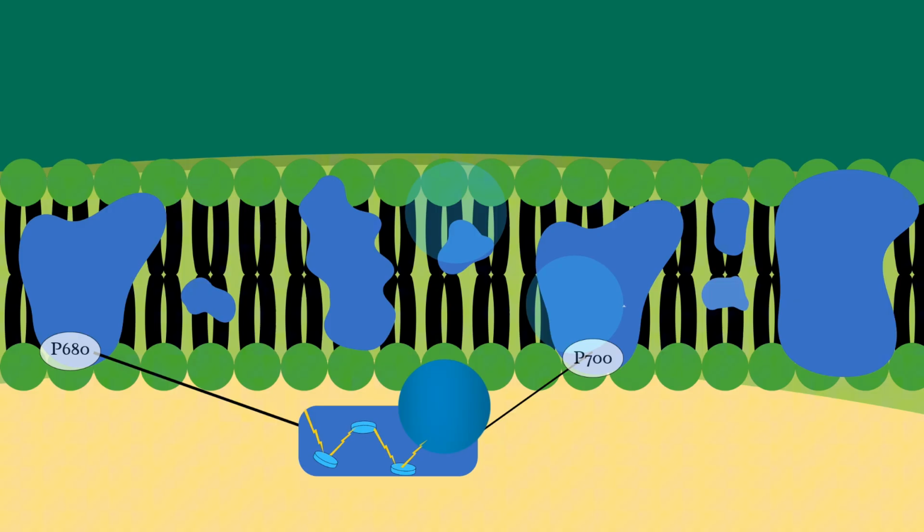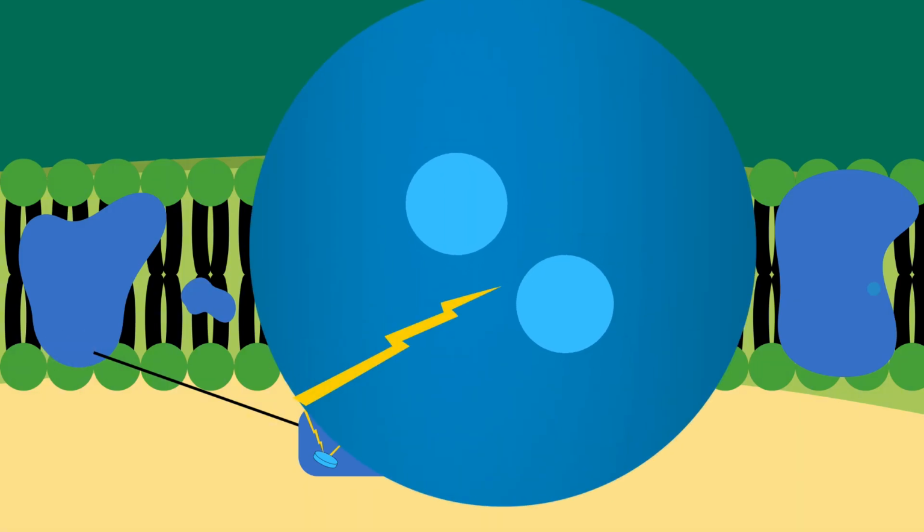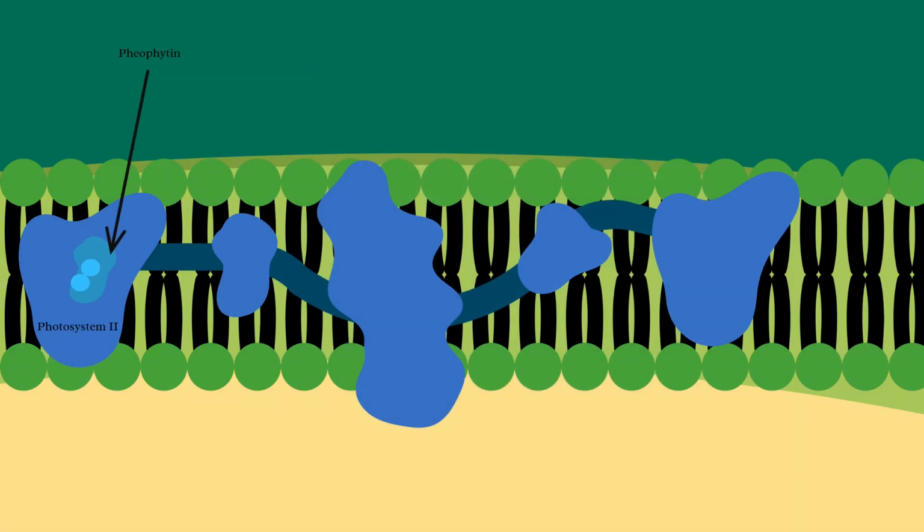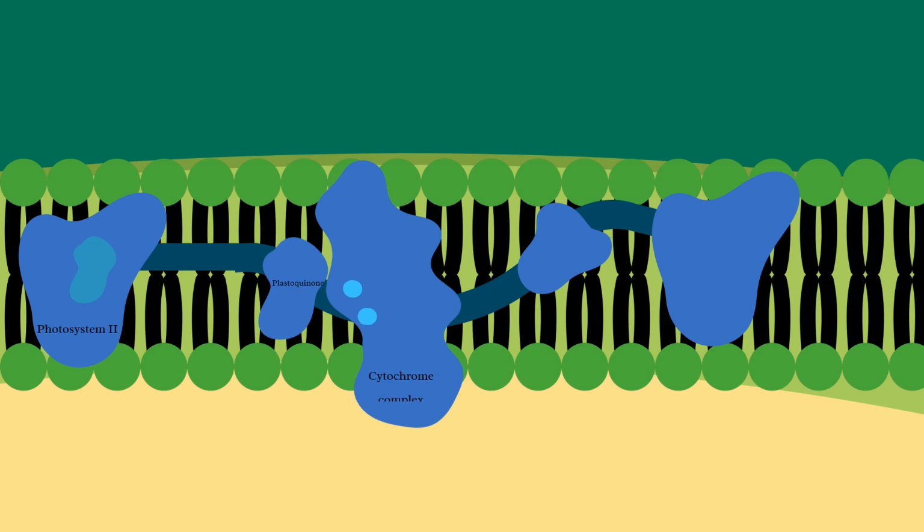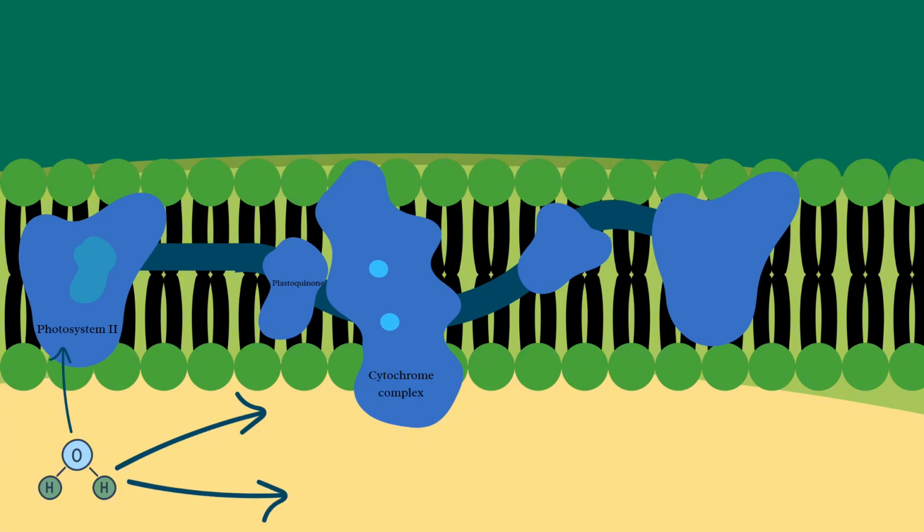From here, the charged electrons are transported through the plastocyanin to a transport protein, which then transports the electrons to a cytochrome complex. To replace the electrons that were transferred into the ETC, a water molecule is split into two electrons, 1/2 oxygen and 2 hydrogen ions.